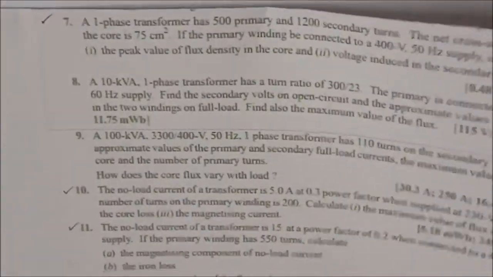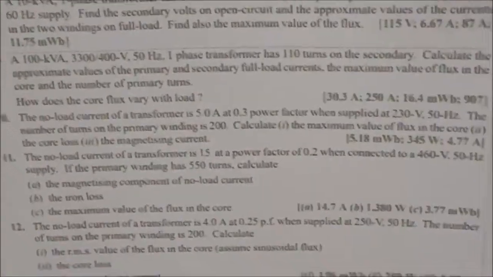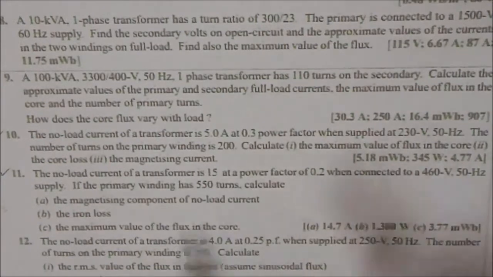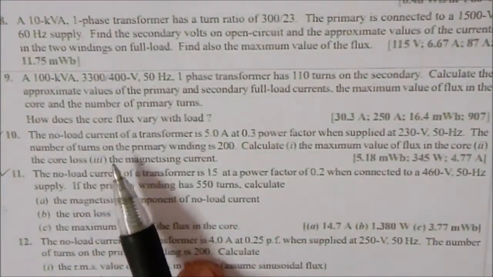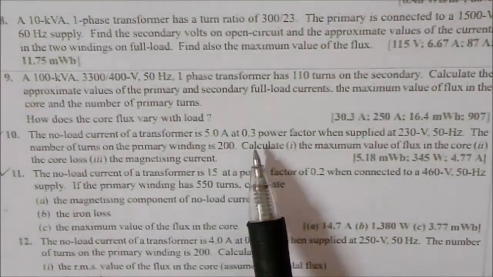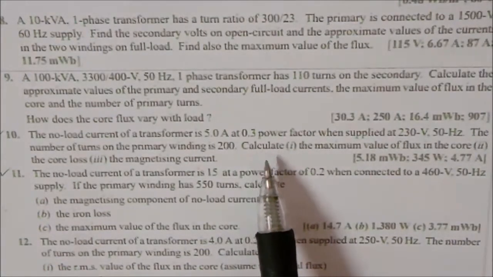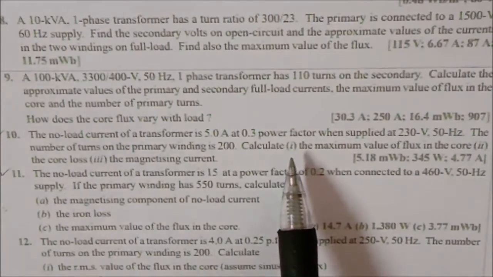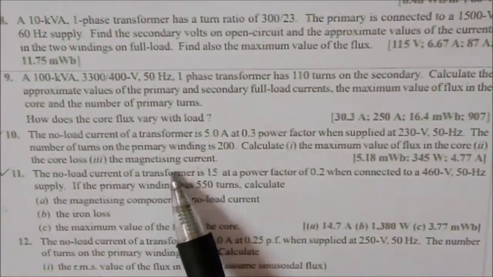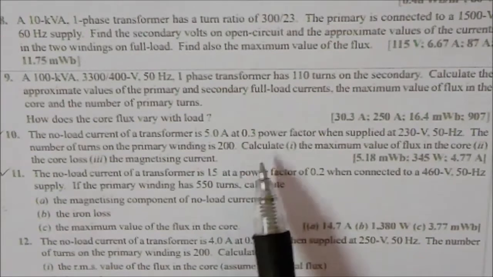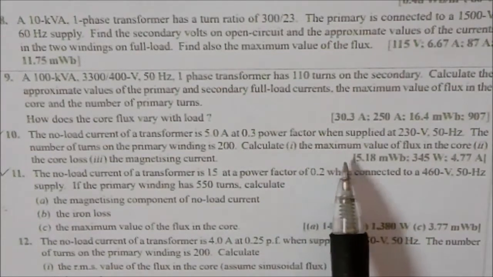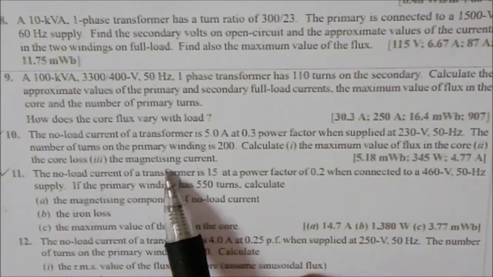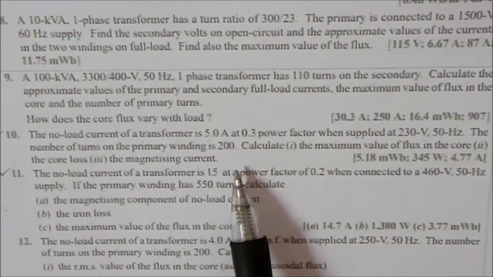Okay. So, number 10. Yan, nababasa na ba? Number 10, the no-load current of a transformer is 5.0 amperes at 0.3 power factor when supplied to a 230 volts 50 hertz. The number of turns on the primary is 200. Calculate the maximum value of the flux in the core loss, and the magnetizing current.